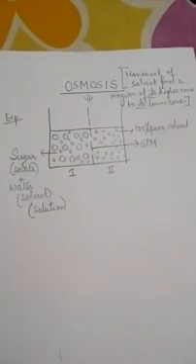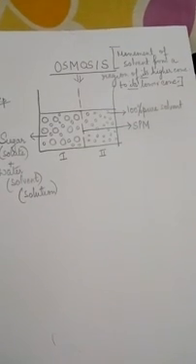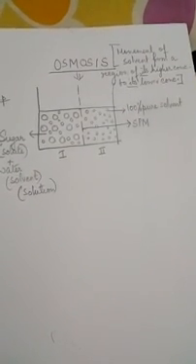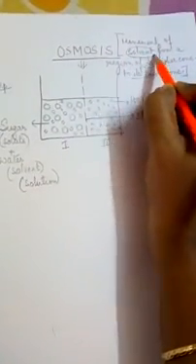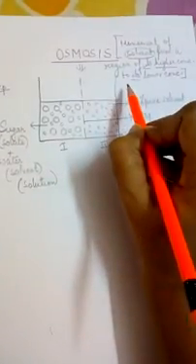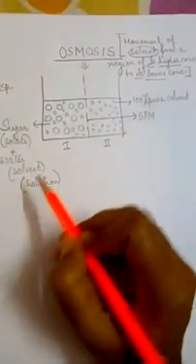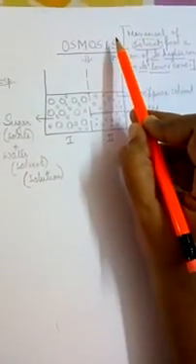Now what is osmosis? Let me once again recapitulate it. It is movement of solvent from a region of its higher concentration to its lower concentration. That means the solvent molecules will move from where it is higher in concentration to a region where it is lower in concentration. That is what is meant by osmosis.